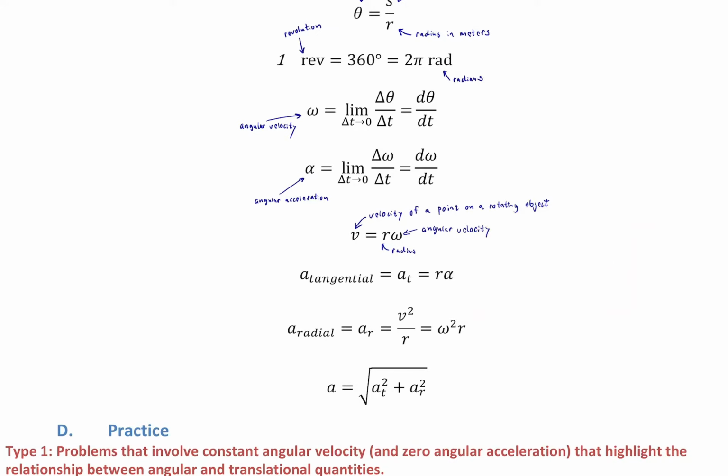Now the two forms of translational acceleration. Because translational acceleration, there's one, but there's two components. And it's really useful to think about the two components, the tangential and radial components of translational acceleration, because then we can easily relate them to the angular terms. That's why it's such a good choice of axes.